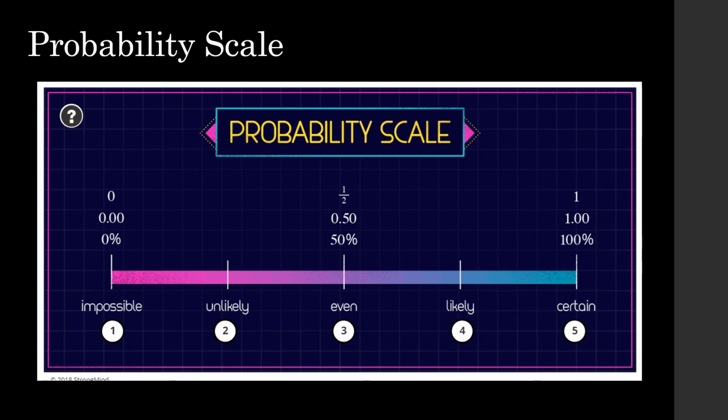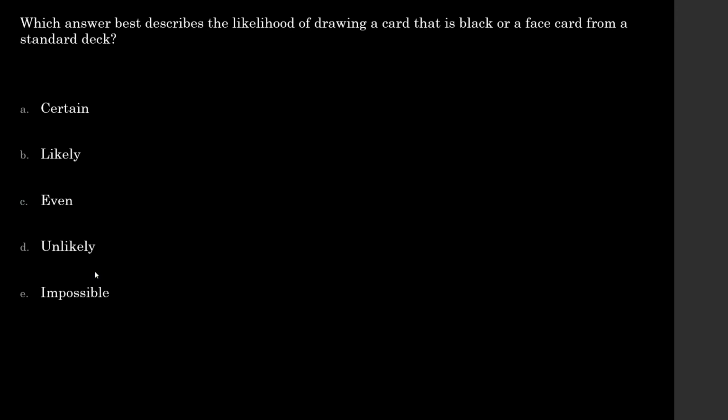So, the probability scale. 0 means it is literally impossible for that event to occur. 1 or 100% means that there is no other option. That event is going to occur 100% of the time. And 50% means that you have a 50-50 chance of that happening. It's like rolling a dice and getting an even or an odd. There's a 50-50 chance of that happening. Anywhere in between is going to be unlikely or likely depending on what your odds are.